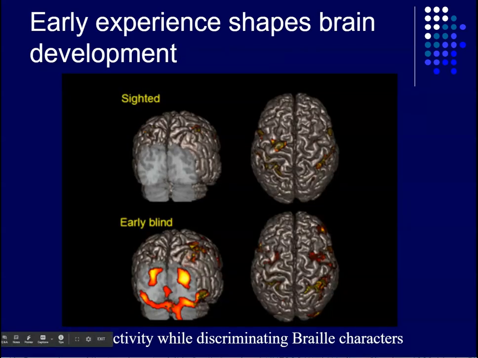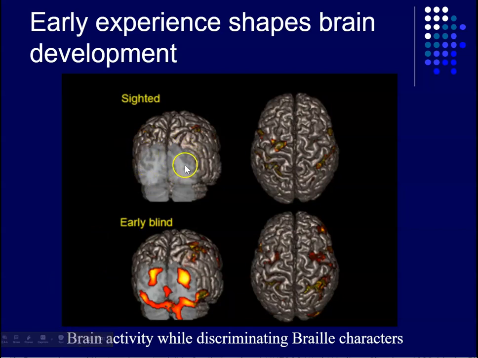Here's a dramatic example of how differences in early experience can dramatically change how the brain develops. Remember that development is due both to pre-programmed changes as well as to experience. This is a functional brain imaging study, a functional MRI study, in which they compared the responses of the brains of people who could see with the responses of people who were blind from a very early age or from birth, while they were discriminating Braille characters. So both groups of subjects were trying to say whether or not two Braille characters were the same or different. And this is what they observed in the pattern of activity.